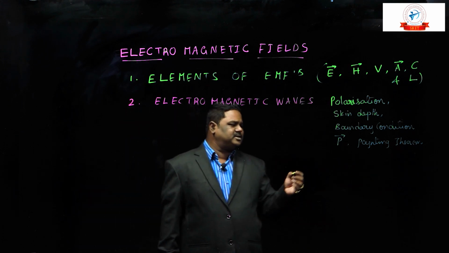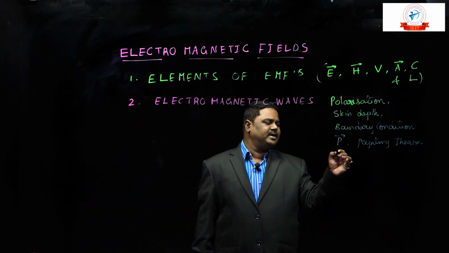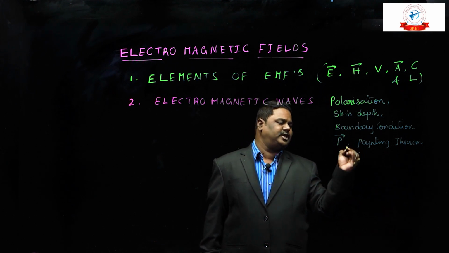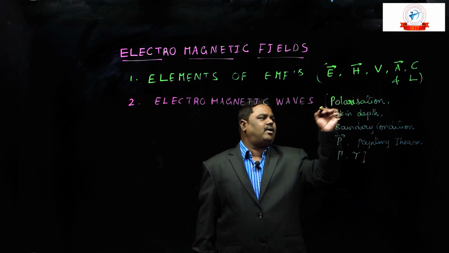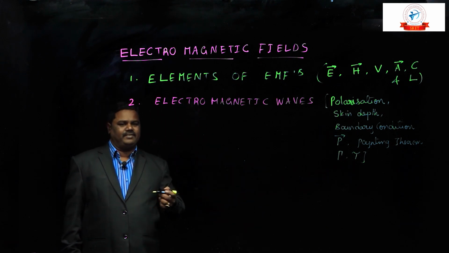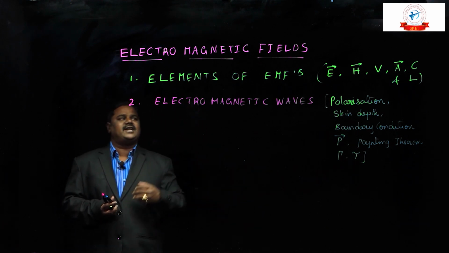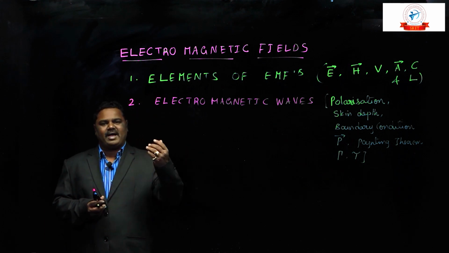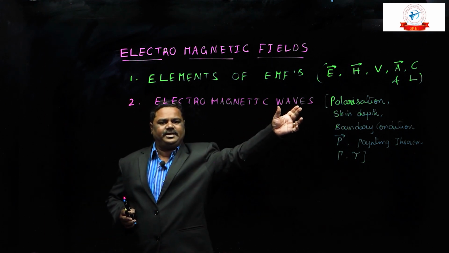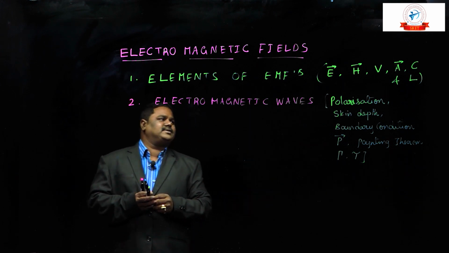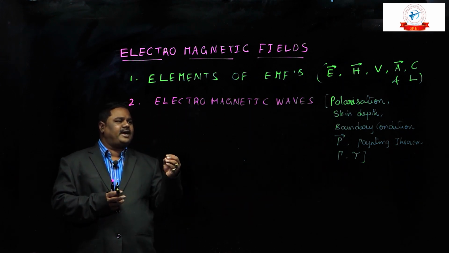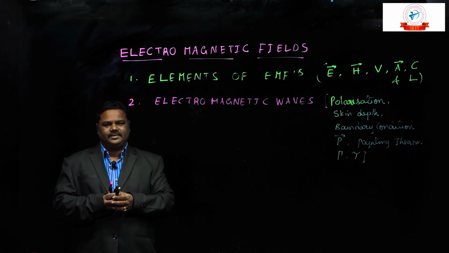Apart from these concepts, we are going to study what is meant by reflection coefficient and transmission coefficient. These are all the topics I am going to cover under the second chapter called electromagnetic waves. Once we understand electromagnetic fields and electromagnetic waves, we are going to extend this concept of waves. Here in electromagnetic waves we have studied what kind of waves are called electromagnetic waves.